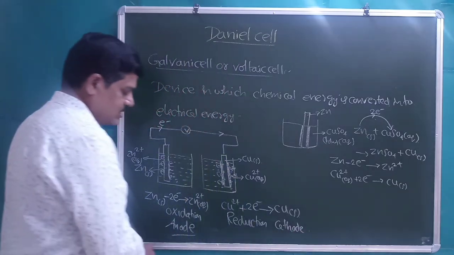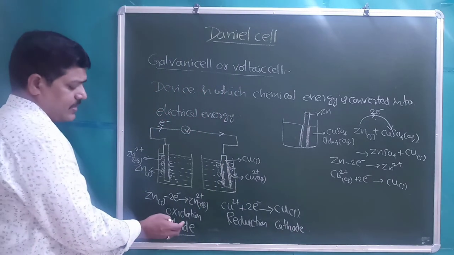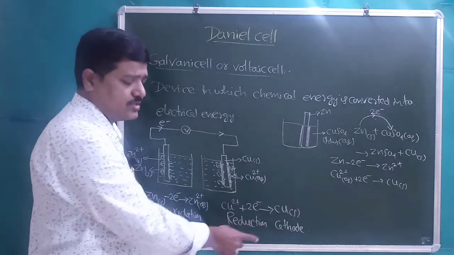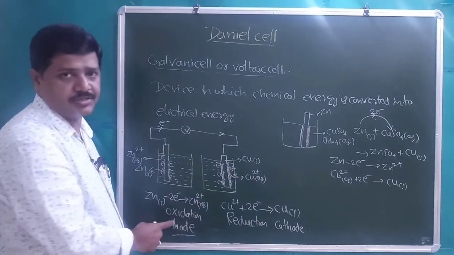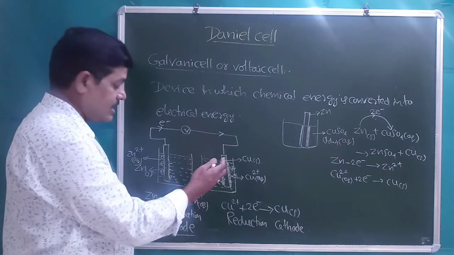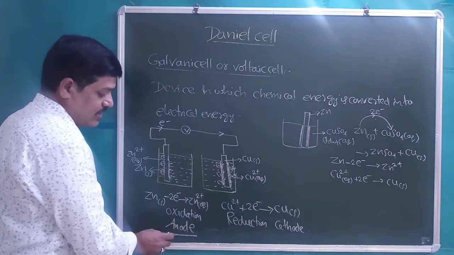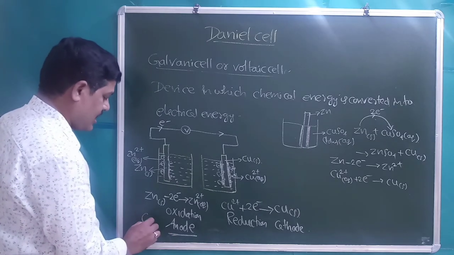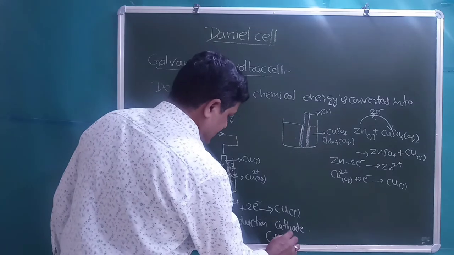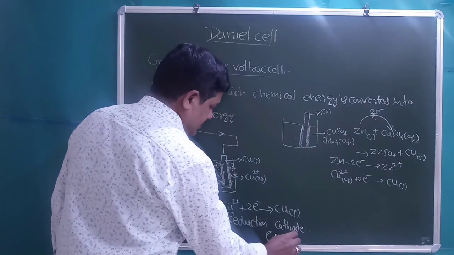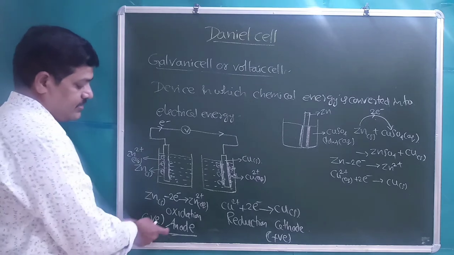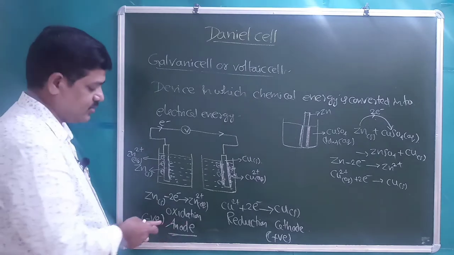Students, generally in the electrochemical cell, the electrolytic cell, the charge on the cathode is negative and the charge on the anode is positive. But here in the galvanic cell or the voltaic cell, the charge on the anode is opposite. The charge on the anode is negative, and the charge on the cathode is positive. That is opposite to that of the electrolytic cell. So why is this anode getting a negative charge here?